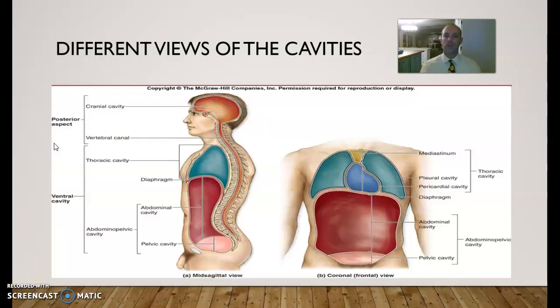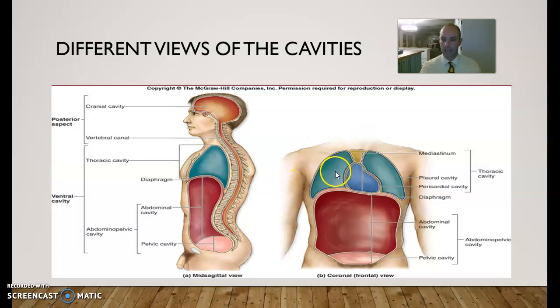Here are some different views of the cavities. Focusing on the one on the right over here, this diagram is one that you're going to recreate for your next sketch. You can see that the mediastinum is located here and it's in yellow. When you recreate this, you also want to color code it, whatever colors you want. This is just what the book uses. They use yellow here and they use blue here for the lungs.